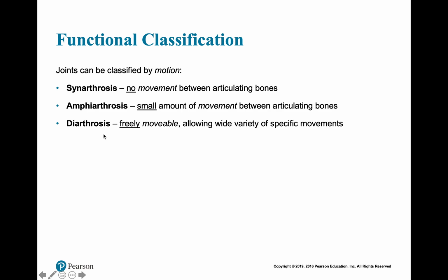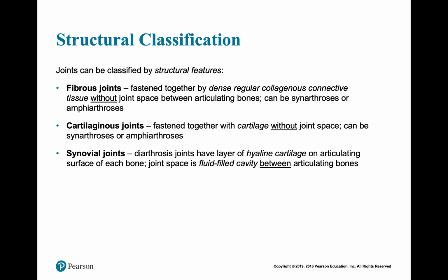If I were to ask this on the test and I give you a specific type of joint and ask you to classify it based on function, it would be one of these three terms. It would be a synarthrotic joint if there's no movement allowed between the two bones, an amphiarthrotic joint if it's a small amount of movement, and a diarthrotic joint if it's freely movable. And we'll see later in the chapter that all synovial joints, which make up the majority of the joints in the human body, are diarthrotic, meaning freely movable.